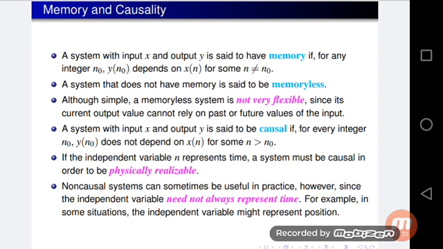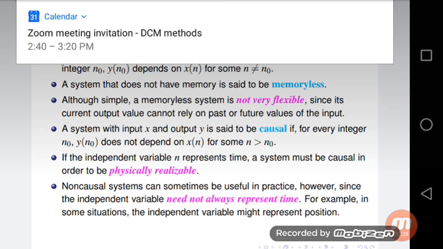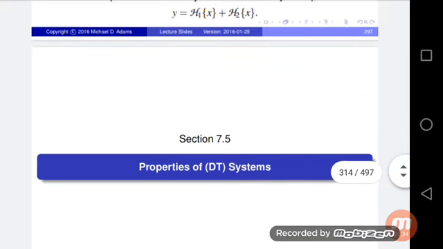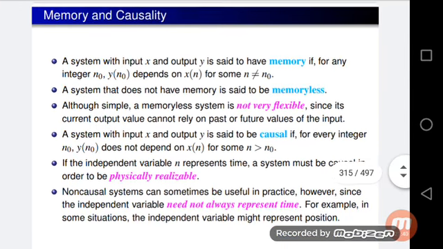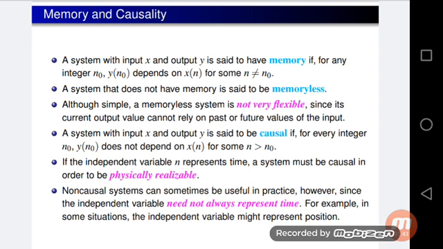Non-causal systems can sometimes be useful in practice, however, since independent variables need not always represent time. For example, in some situations, the independent variable might represent position.